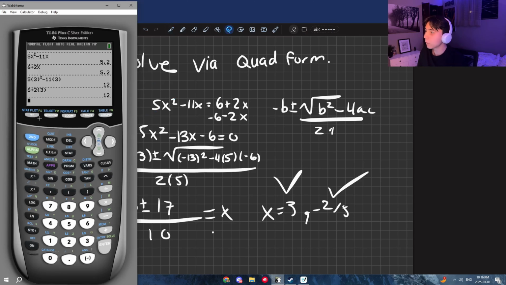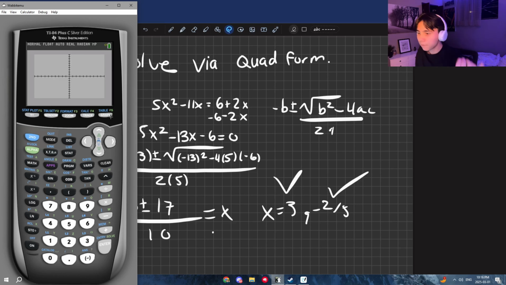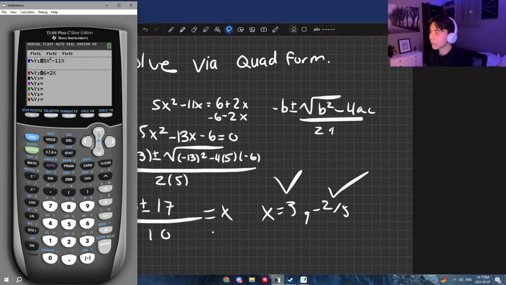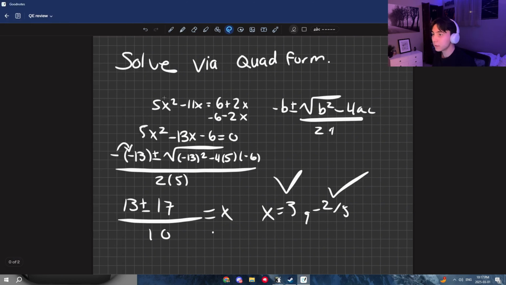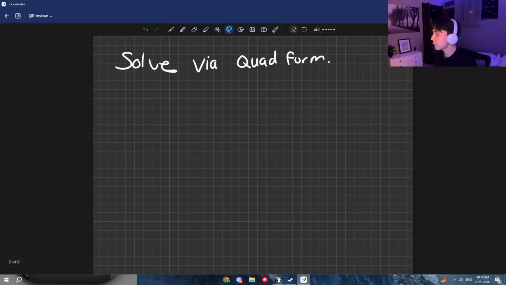And of course, if you wanted to check by doing the left side and right side method in your calculator, just do this. 5x squared minus 11x equals 6 plus 2x. And they should have intersection points at 3 and -2/5. So it's going to be 3 up here and -2/5 over here. And that's how you check with your calculator. So with that being said, that is how you do quadratic formula. Make sure you're simplifying, make sure you're checking for GCF, and just making sure that everything lines up.